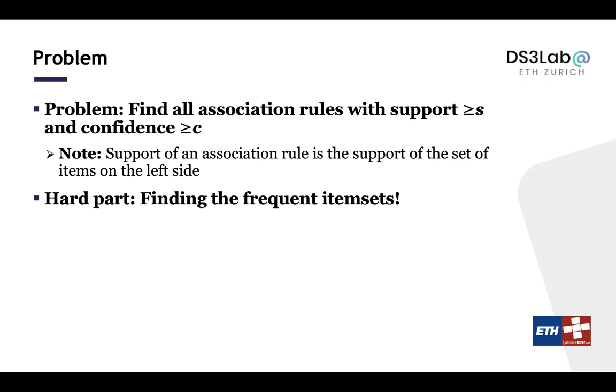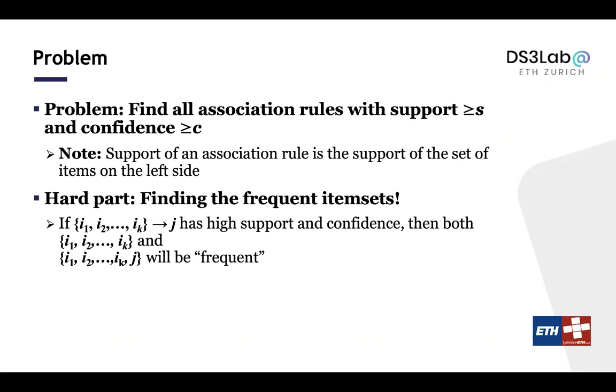The hard part is really trying to find frequent item sets. Given a support threshold S, how can we find all the item sets with support higher than that? That is the hard technical problem.